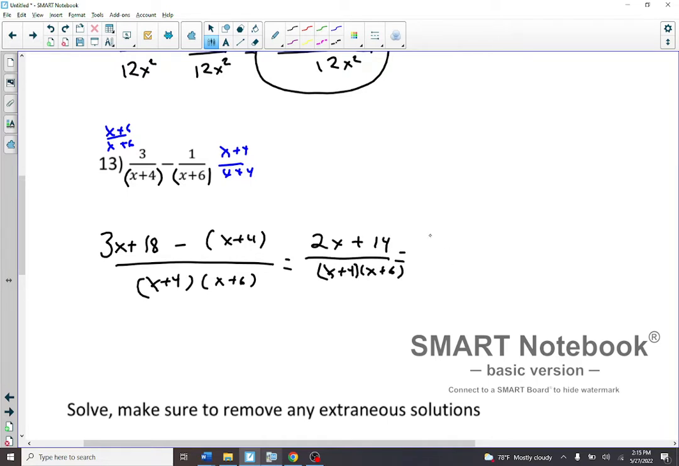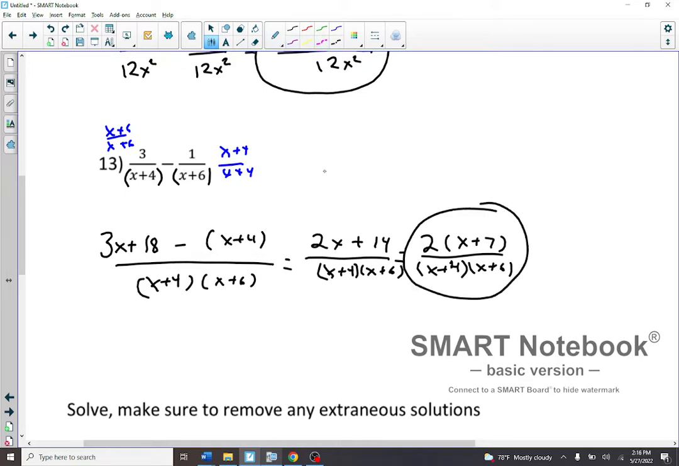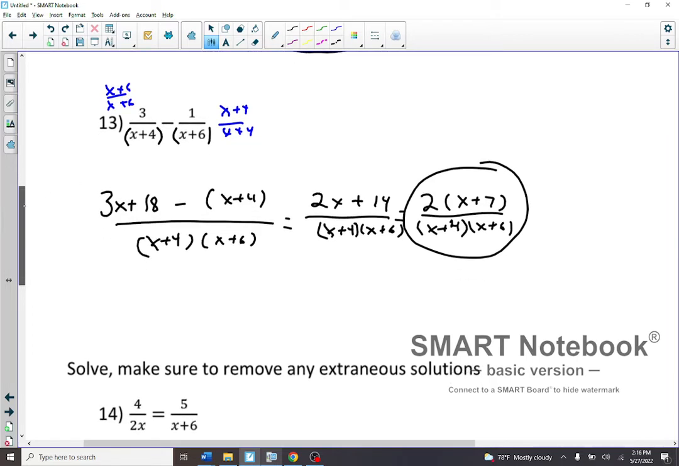On the top, I could factor out a 2. So 2x plus 7 over x plus 4, x plus 6. But even though I factored out that 2, it doesn't make a difference. So this is your final answer. I can't cross out anything, so nothing gets crossed out.